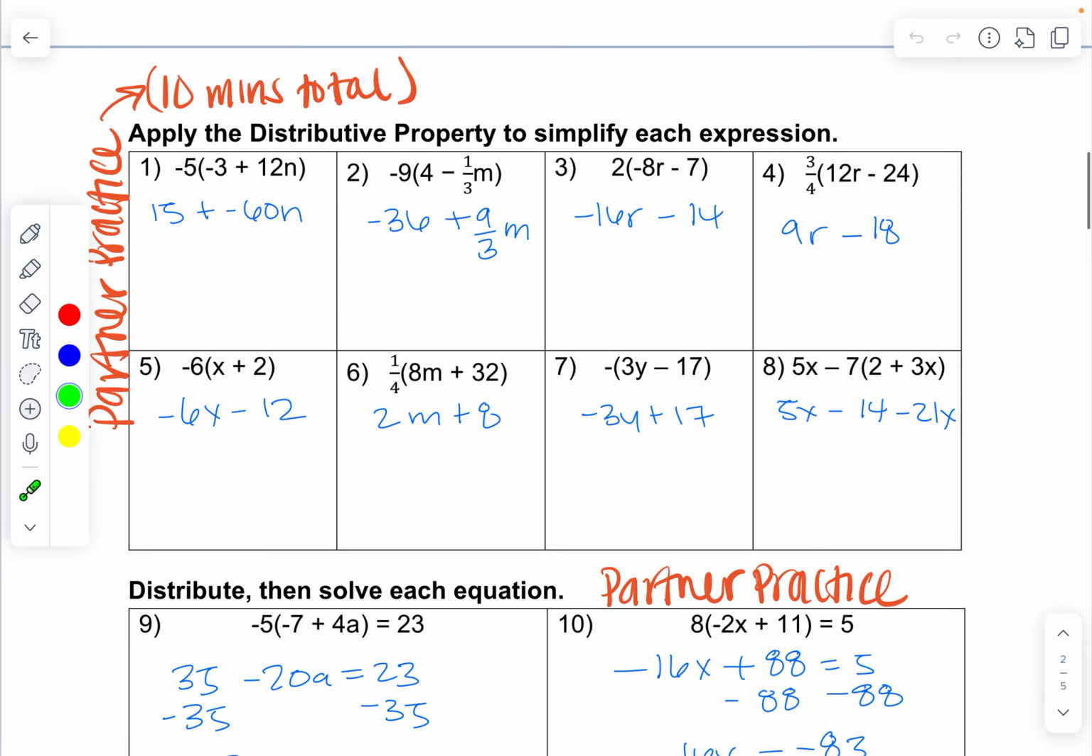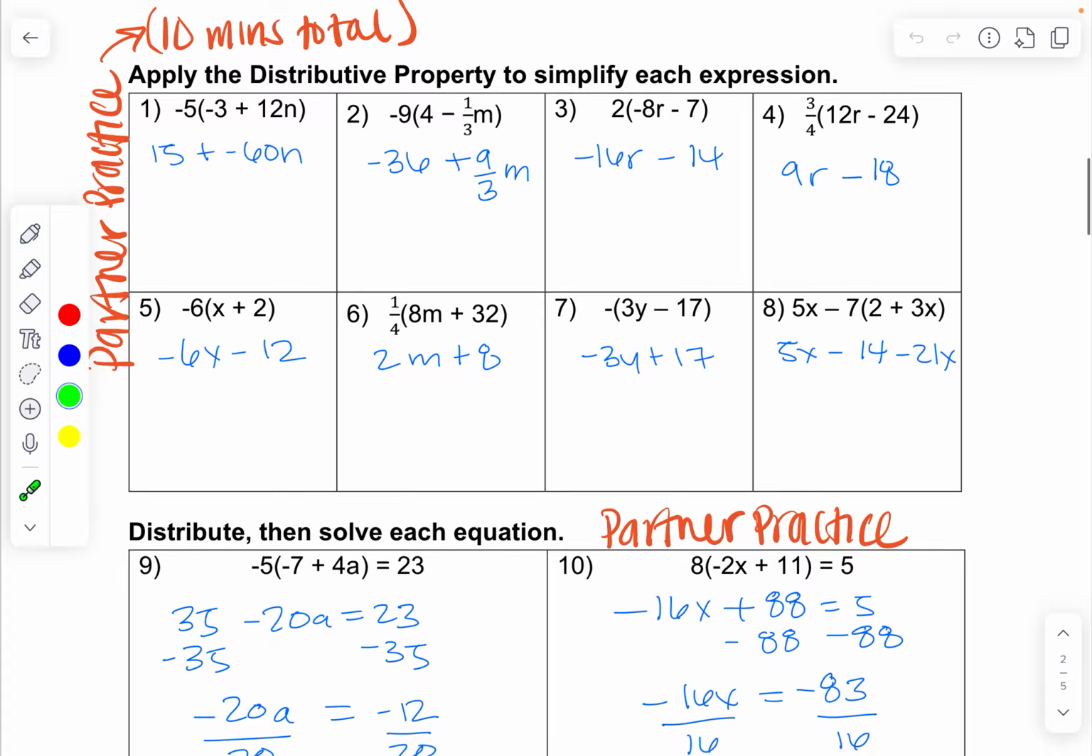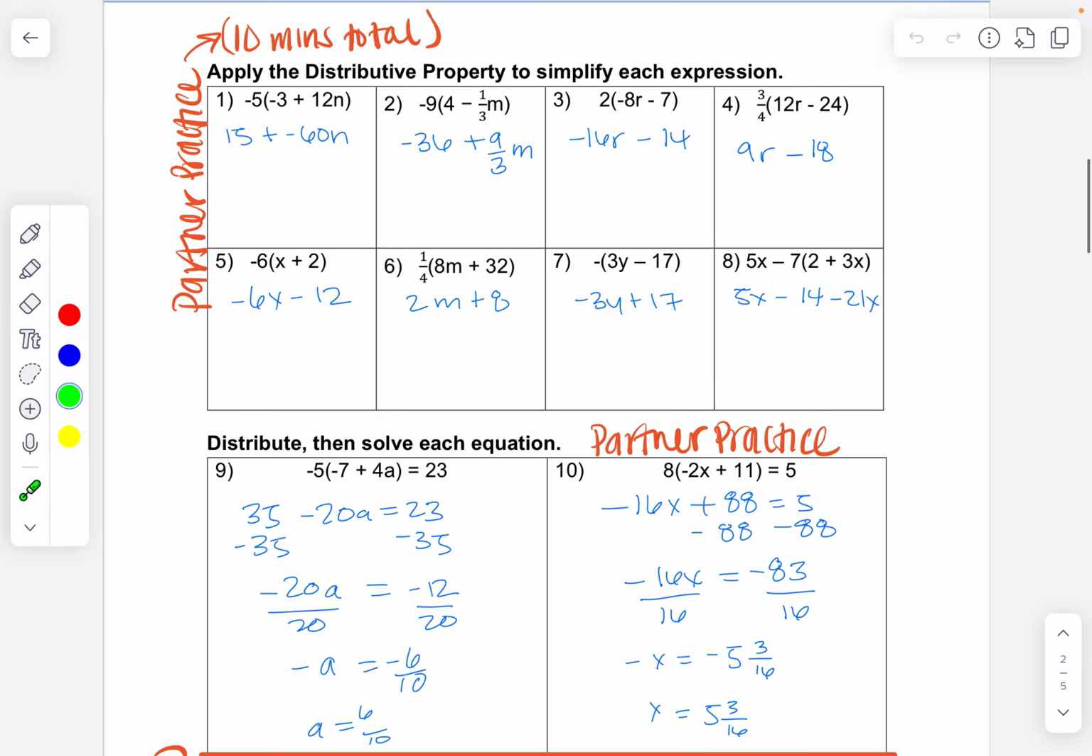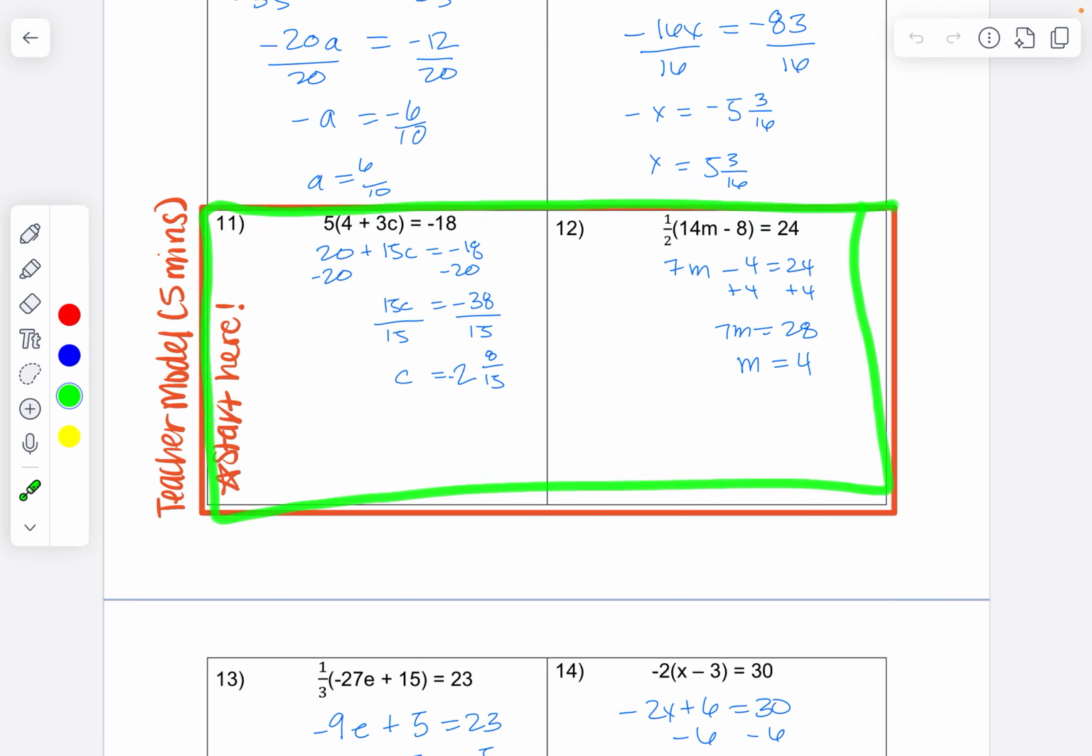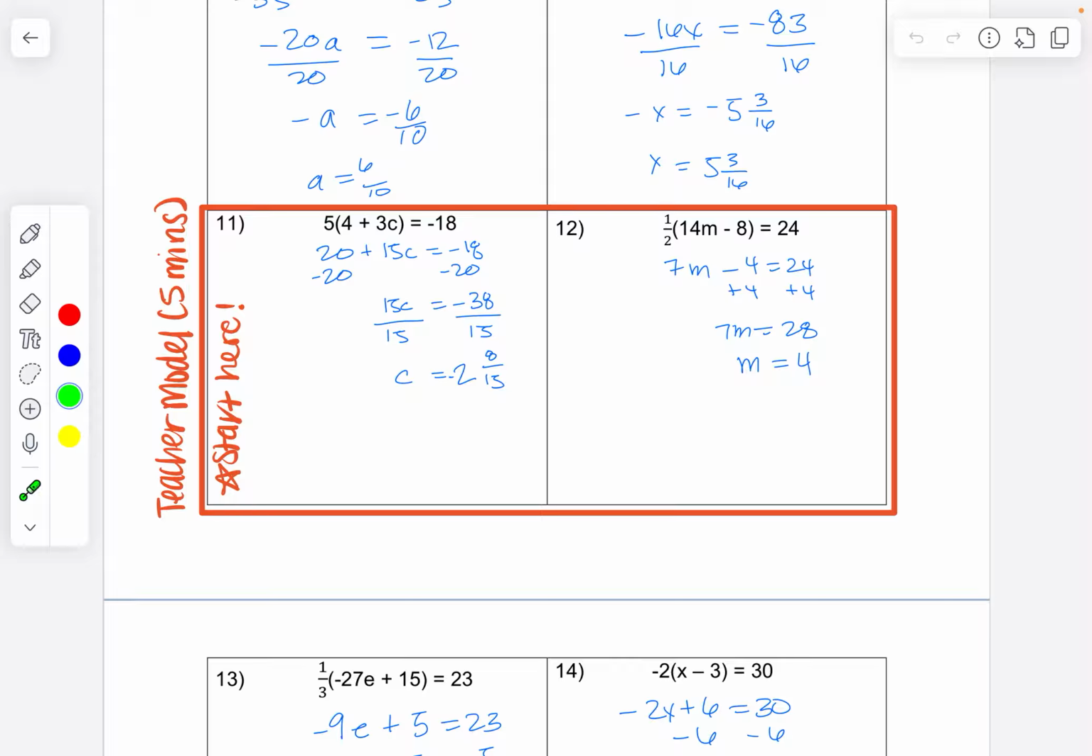So then you are going to launch students into some partner practice time. Actually, you're going to model questions 11 and 12. I've chosen these questions because they have negative numbers, they have fractions. This is a great place to start for kids to not only understand the distribution process, but then also how to evaluate after to get a final answer.